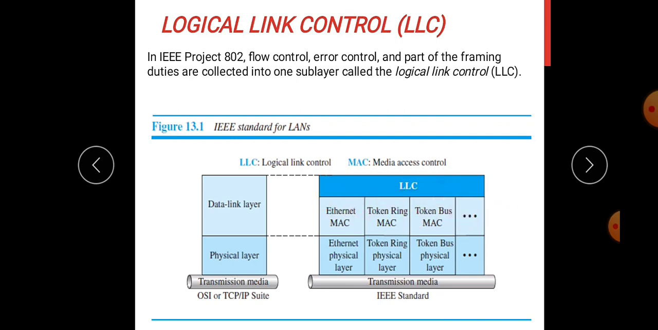Next is media access control. Previously we discussed different access methods including random access, controlled access, and channelization. IEEE Project 802 has created a sublayer called media access control that defines the specific access method for each LAN that is implemented in this layer.